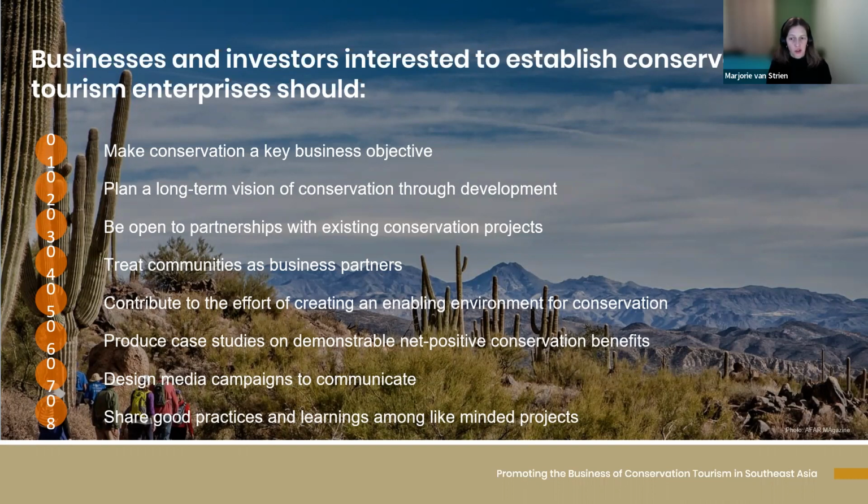Plan a long-term vision of how you can achieve conservation through financially viable tourism business development.